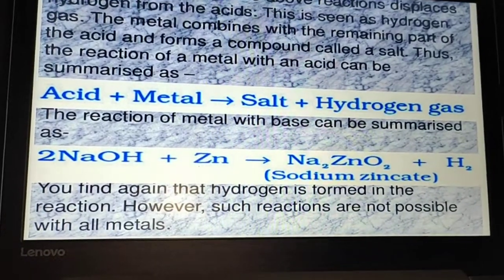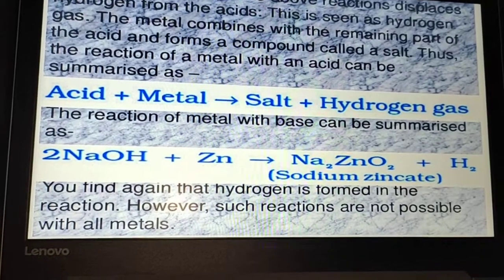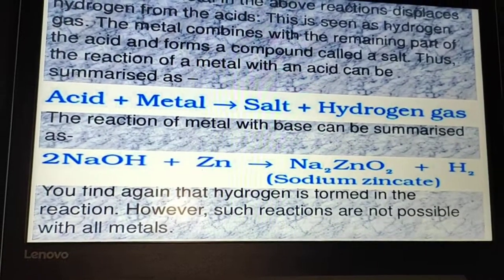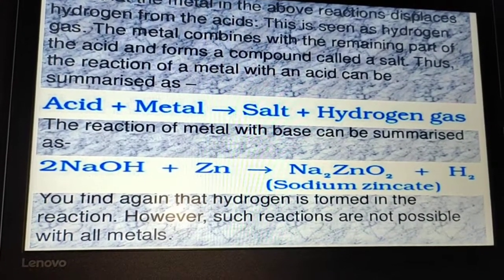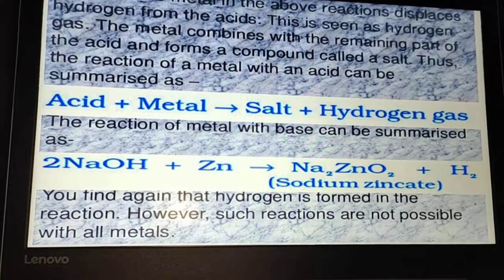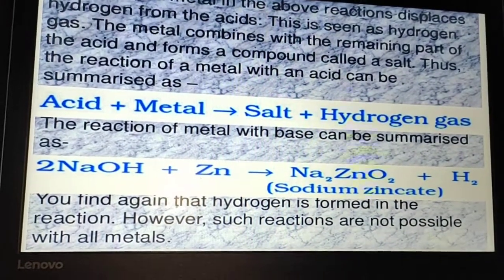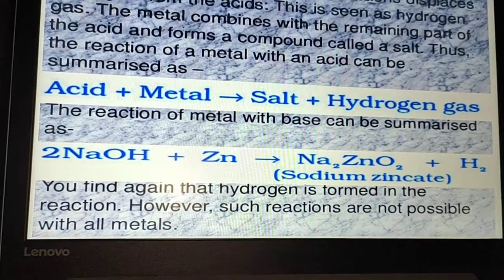So when you are reacting acid with the metal and when you are reacting base with the metal, in both the cases salt formation will take place and hydrogen gas is evolved, which can be detected by the pop sound experiment. So hydrogen gas can be easily detected by the pop sound experiment that I explained in the last slide. However, such reactions are not possible with all metals.